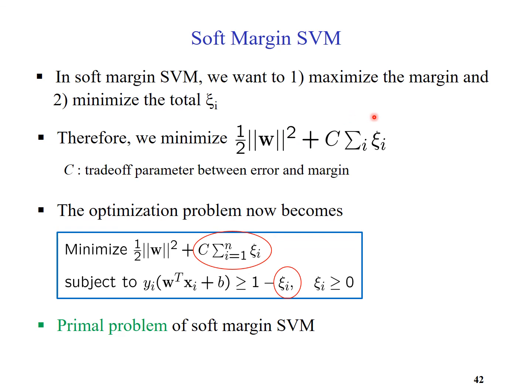C is a constant. It's the trade-off between error and the margin. If you want to emphasize this, you increase the value of C. If you want to emphasize the margin of the line, you reduce the value of C. So this is the trade-off between these two.